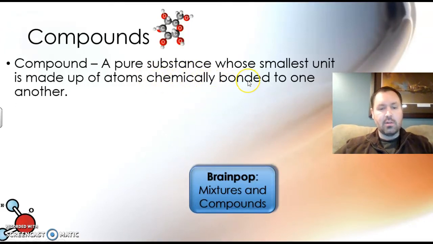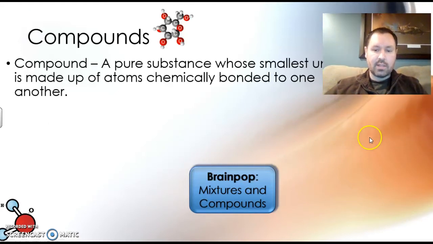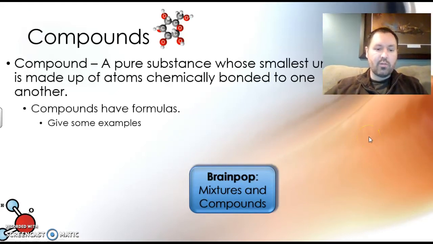I'm guaranteeing you, I just reviewed our third test. There will be questions about compounds, and I'm going to ask you, why is this a compound and not this? And you would have to say, because they are chemically bonded. That's the key for a compound. They have to be chemically bonded. Can't stress that enough. Compounds have formulas.